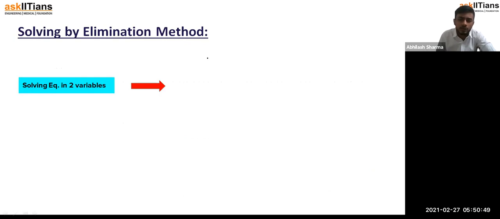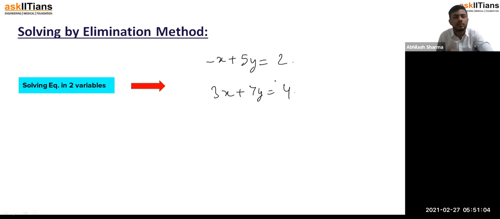So let us say you have a random equation, minus x plus 5y is equal to 2, and another equation, 3x plus 7y is equal to 4, and we want to solve for x and y. So what we can do is, let us say I multiply this equation by 3 so that I get a 3x here also, right? So I am multiplying this equation by 3 on both sides. Of course that is allowed, because if we are doing the same thing on both the sides of an equation, it is allowed.